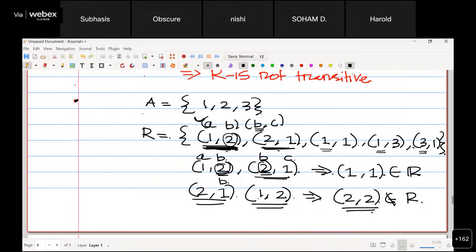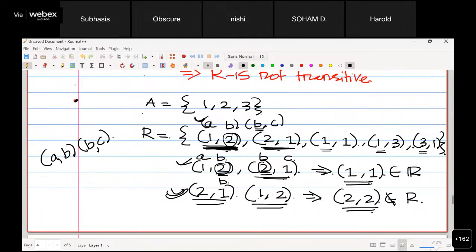Any doubt from here? Yes, sir. Since the first pair is satisfying, we should check for the second pair. If the second pair is not satisfying, it is not done. Sorry, can you repeat? For the first pair, 1 comma 2, we have checked for transitivity. Yes, this is fine. But after that we have to go for the second one, and it should also satisfy. It should satisfy for all possible pairs.